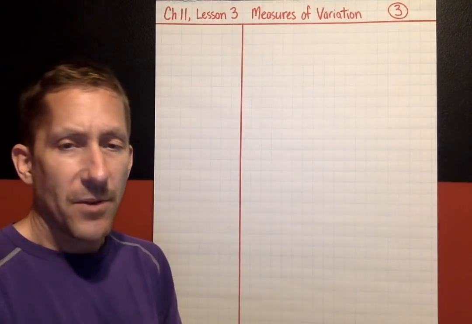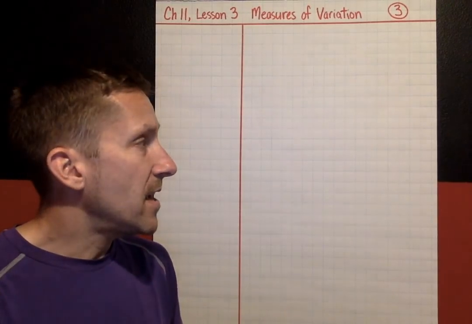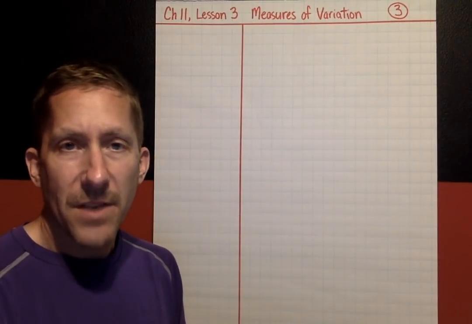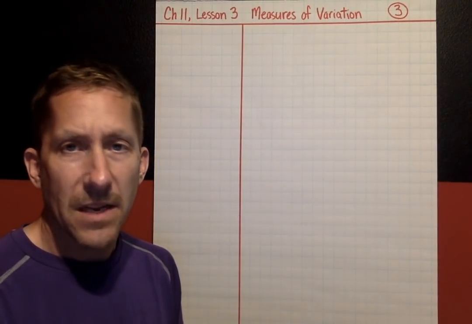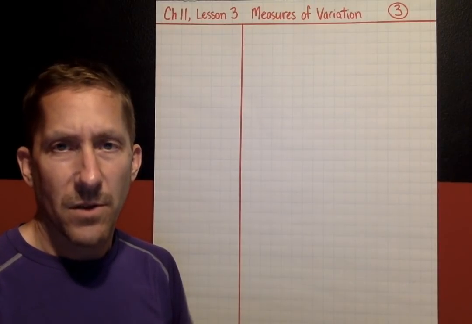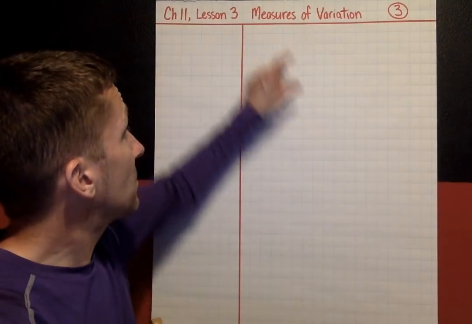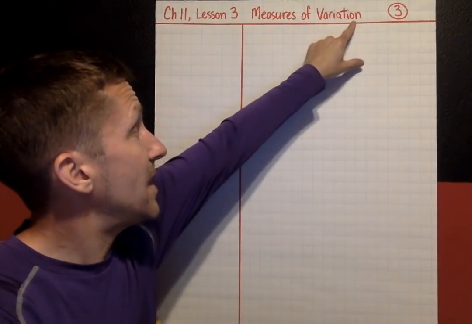So far in Chapter 11, we've covered measures of center, and we've talked about three measures of center: the mean, the median, and the mode. And I find that most sixth graders have worked with those measures before. Lesson 3 is called Measures of Variation.